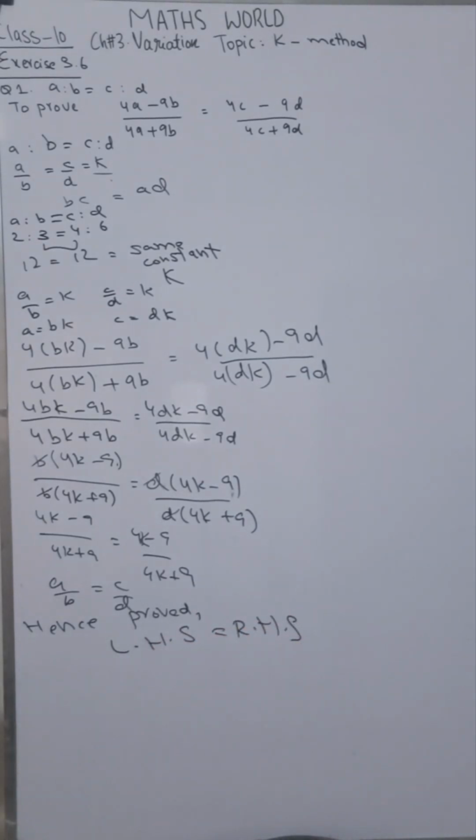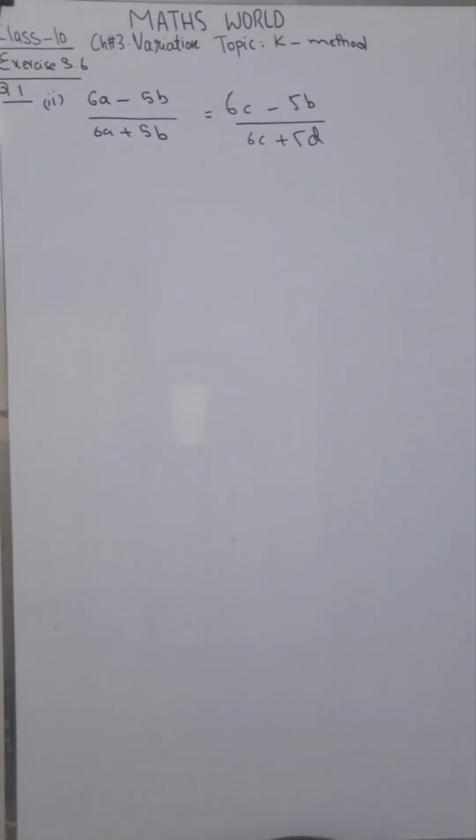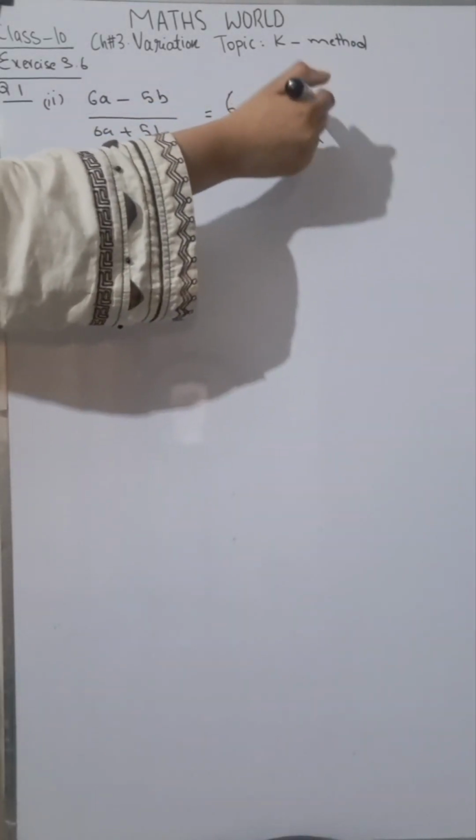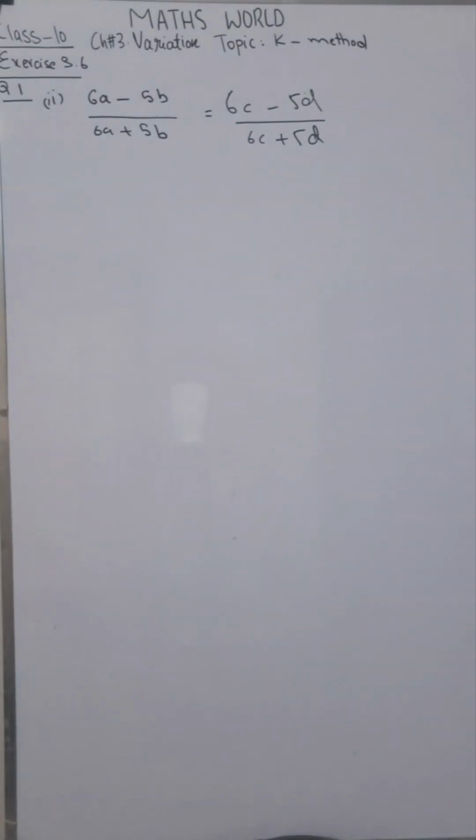Now let's solve the second part. The same values are given. Proceed to question number 2: (6A minus 5B) divided by (6A plus 5B) equals (6C minus 5D) divided by (6C plus 5D). Now you're going to use the K method. I told you the approach in the first part, but in the second part I can tell you another very simple method: solving the left hand side once and then the right hand side.